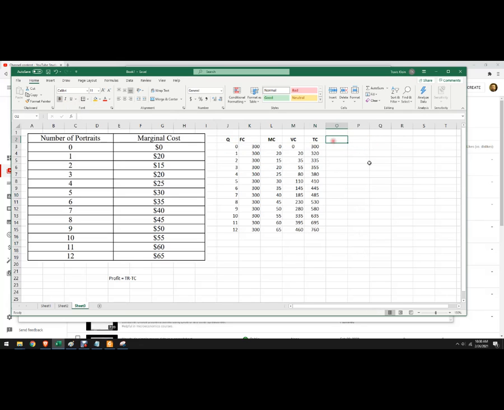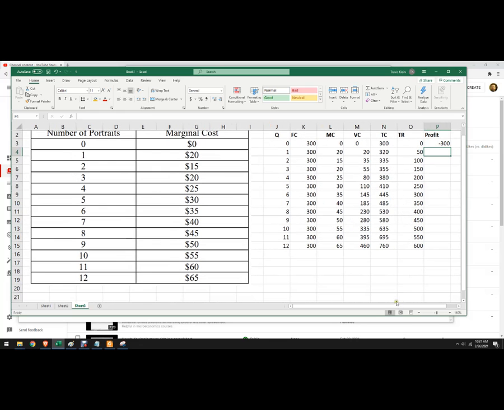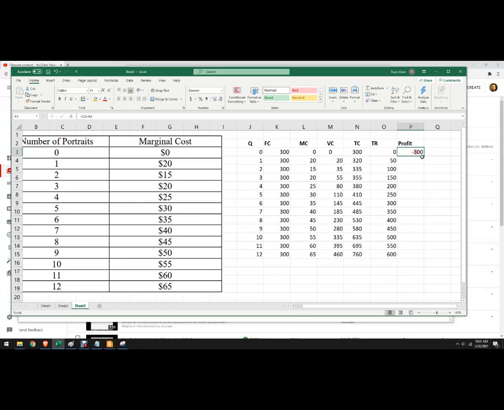Okay, and then I want to know total profit, so I'll just do total revenue. Okay, and total revenue is the quantity times, in this case, 50, because we're selling each picture for 50 bucks. So we'll just copy that down, and then our profit is just going to be total revenue minus total cost. And that makes sense because I'm losing money on that first unit. Okay, so I'll just copy that all the way down, and it looks like we're always losing money.